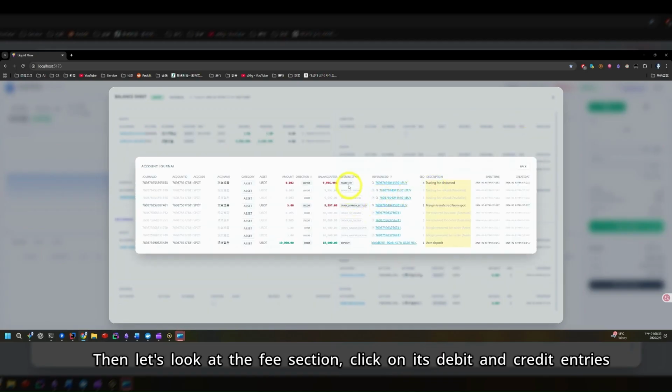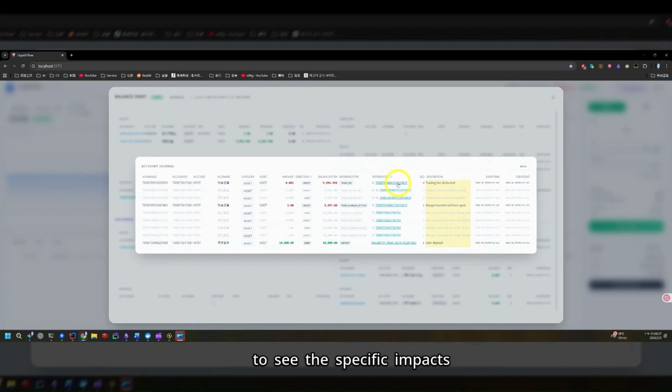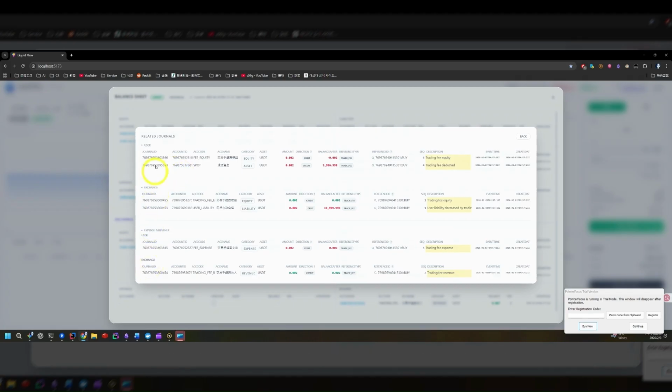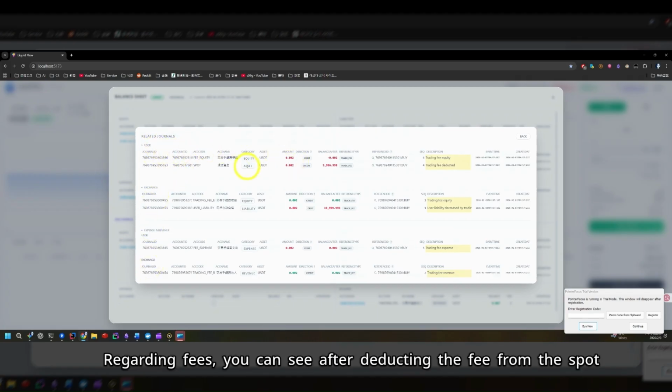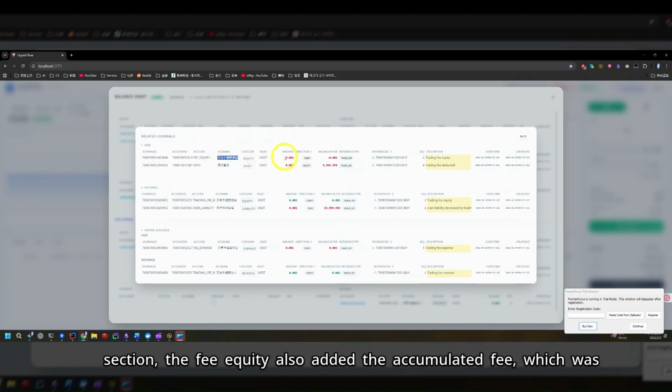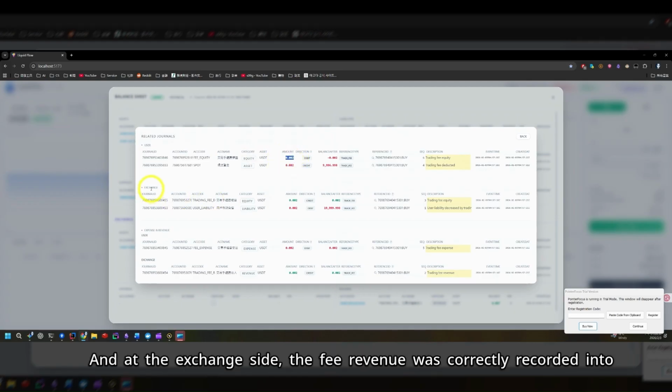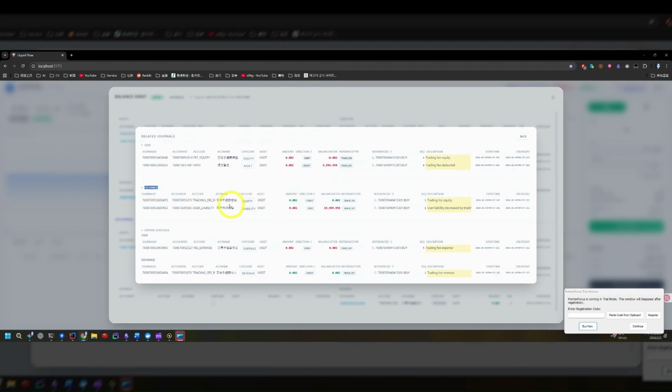Then let's look at the fee section. Click on its debit and credit entries to see the specific impacts. Okay, we can see this more clearly with more accounts affected. Regarding fees, you can see after deducting the fee from the spot section, the fee equity also added the accumulated fee, which was correctly tallied in the statistics. And at the exchange side, the fee revenue was correctly recorded into the platform's income.